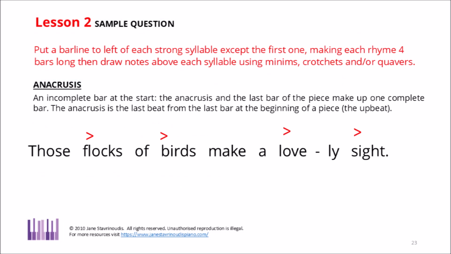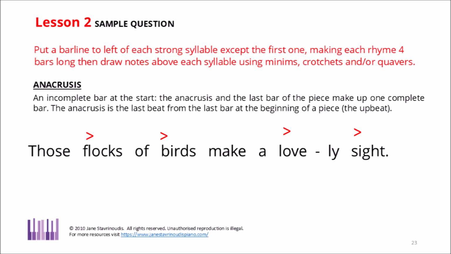Add bar lines to the left of your accents and notice that we have an incomplete bar at the beginning. That's fine because that is what an anacrusis is for. That is, so that there is a note for a word that is on a weak beat or doesn't have an accent when we speak it. Try to have 4 bars in total.